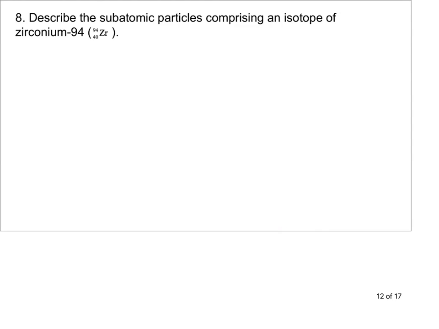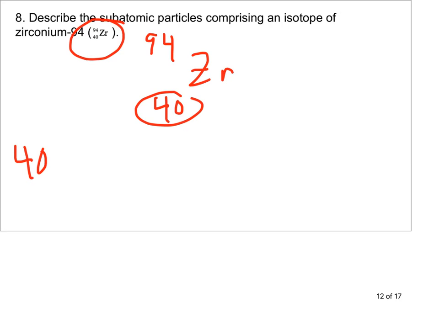And describe the subatomic particles comprising an isotope of zirconium-94. So I go to my periodic table and I look up zirconium. Actually, I don't even need to do that because they gave us this. So they told us 94 Zr 40, and that's all the information we need. So element number 40 from the periodic table, that's our atomic number, so we have 40 protons, 40 electrons, and if we subtract these two things, it tells us the number of neutrons, and we have 54 neutrons.